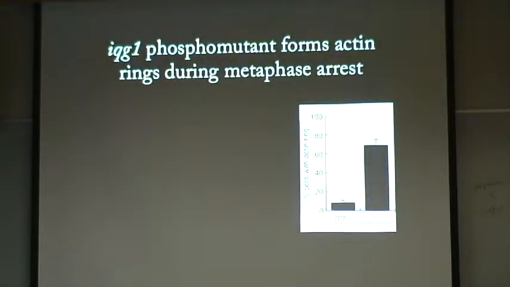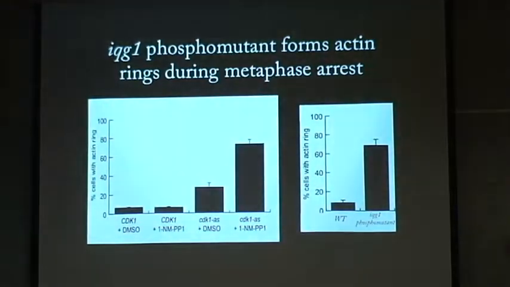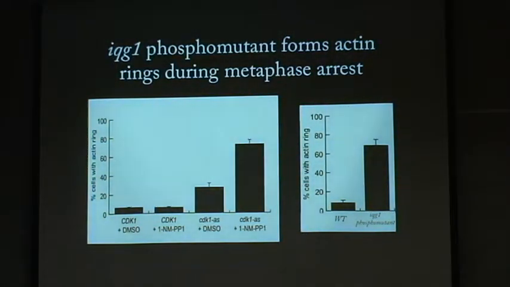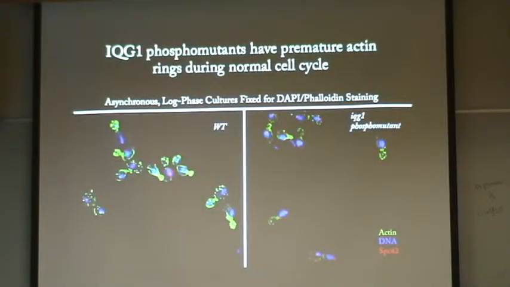Alright, so what we did is that same sort of experiment, only instead of messing with the global phosphorylation, we just used this mutant of IQG1 that had all those hydroxyls removed from it. And we saw a similar effect, actin rings where there normally wouldn't be. And comparing it to that previous figure, you can see it's about the same level, which means that pretty much this IQG1 phosphorylation explains that effect that we saw. We also did another experiment where instead of artificially trapping the cells in that pre-mitosis state, we let them just grow normally and fix them at random points.